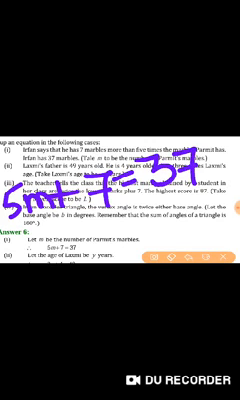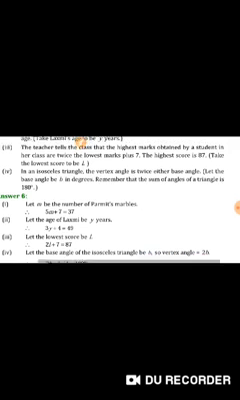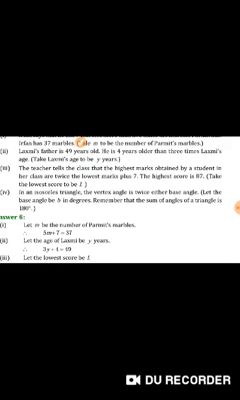So this is your equation. So here is the statement: let m be the number of Parmit's marbles. So 5m plus 7 is equal to 37. Okay. Next question. Lakshmi's father is 49 years old.